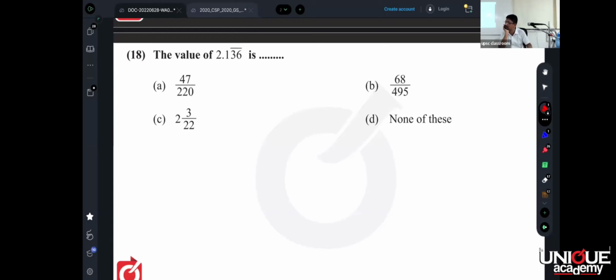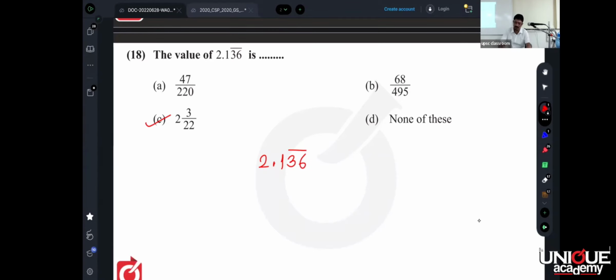So the answer is option C. Let me tell you. Here it is 2.1 and 36 recurring. The bar is on 3 and 6. Is it clear? Okay. So how to work this out?